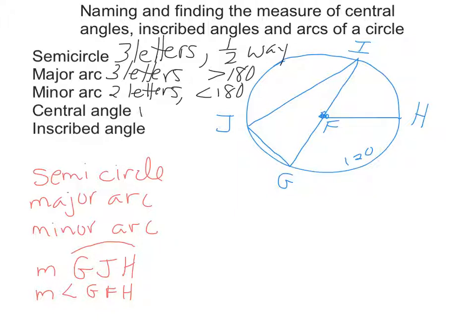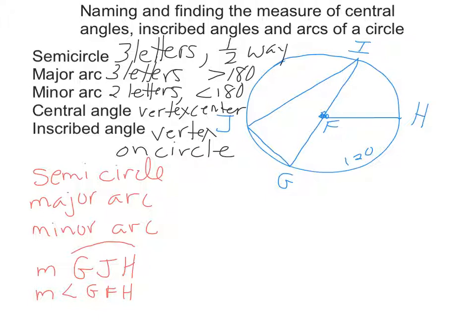A central angle has its vertex on the center, and an inscribed angle has the vertex on the circle, on the actual circle itself, not inside. All right, so now let's look at this problem.